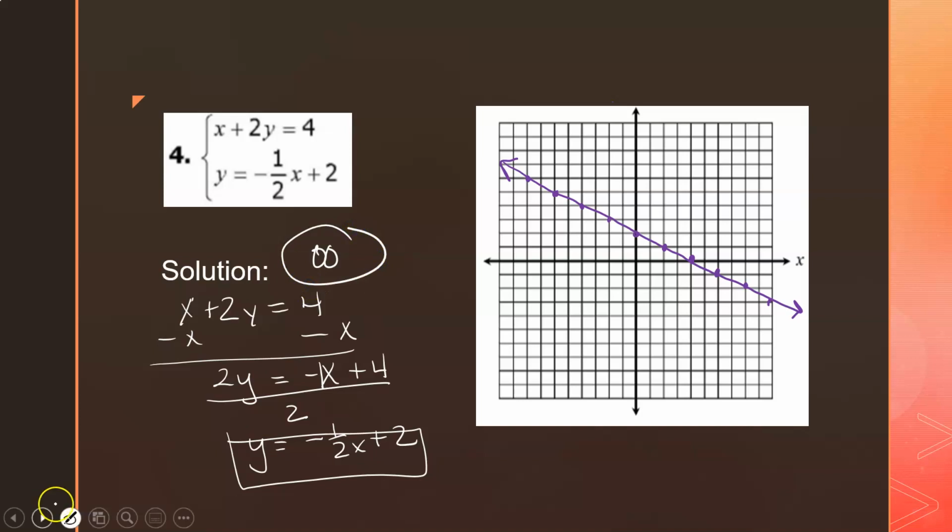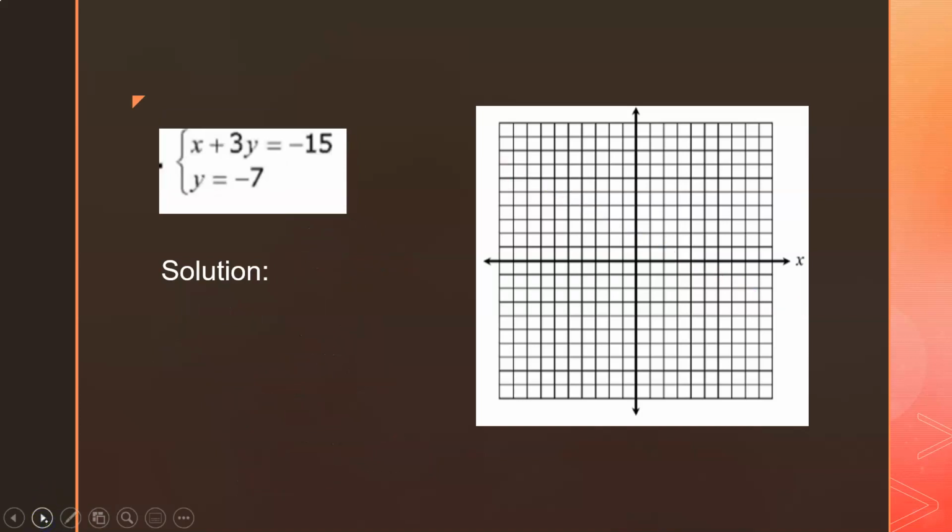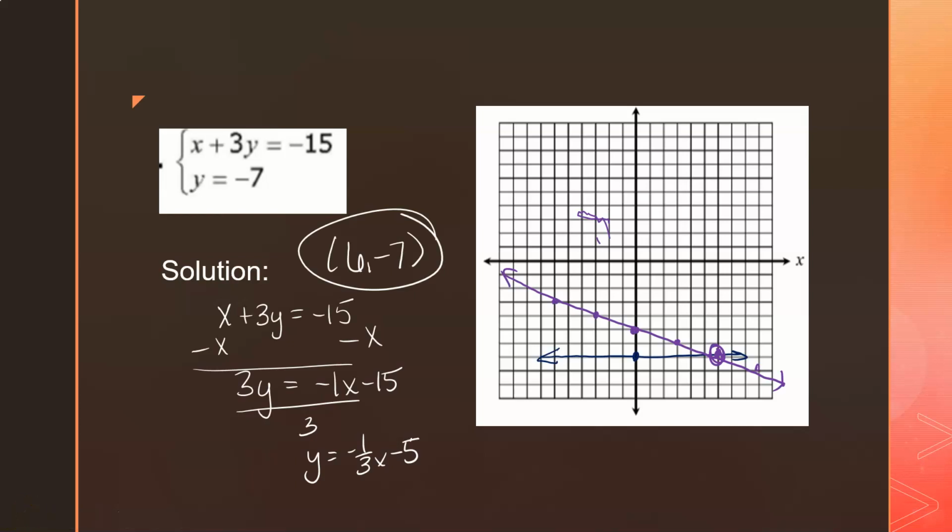Okay, so why don't you go ahead and do 5. Take a second and do 5. Okay, if you put the first one into slope-intercept form, you get y equals -1/3 x. And the second one is a horizontal line going through -7. And then the point of intersection there is 6, -7.